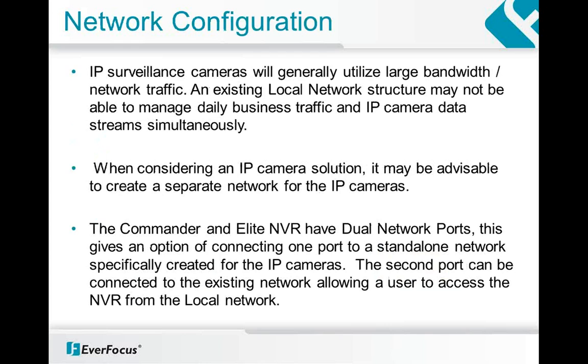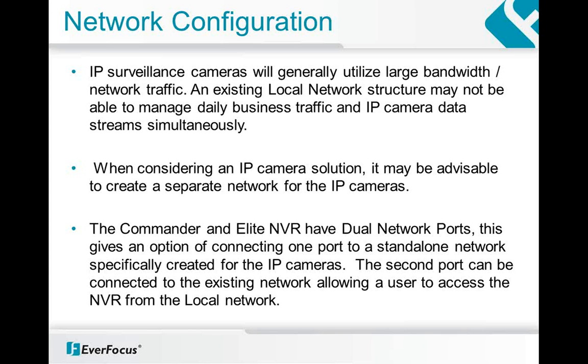Network configuration is next on the list. IP surveillance cameras will generally utilize large bandwidth network traffic. An existing local network structure may not be able to manage daily business traffic and IP camera data streaming simultaneously. And basically what that means is it's not recommended to put video surveillance IP cameras on an existing network.